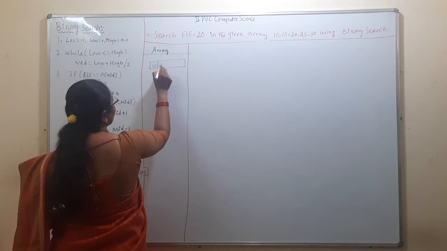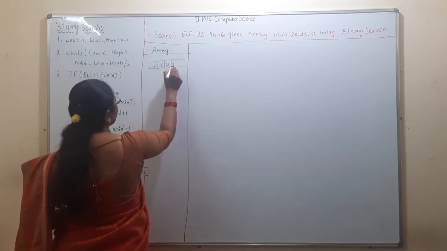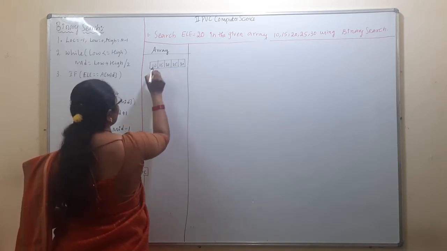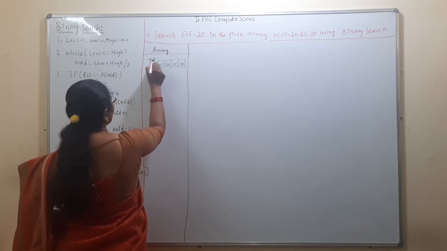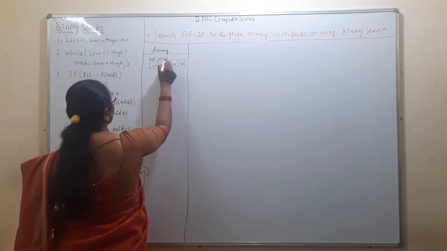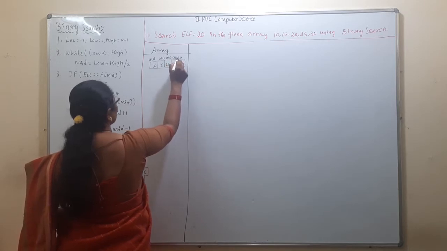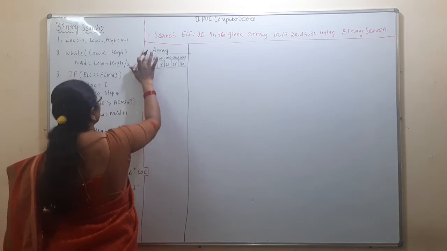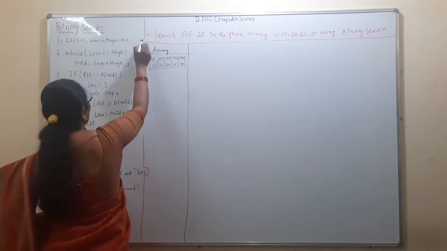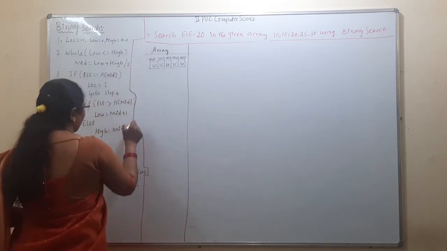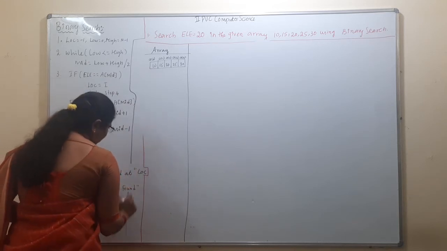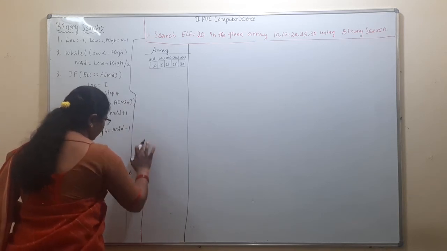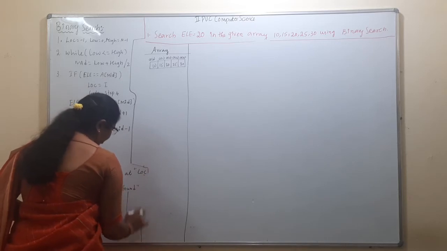10, 15, 20, 25, 30. It is in A of 0, A of 1, A of 2, A of 3 and A of 4. And here I am taking number of passes also, that is called how many times we are going to traverse, so that is called pass.